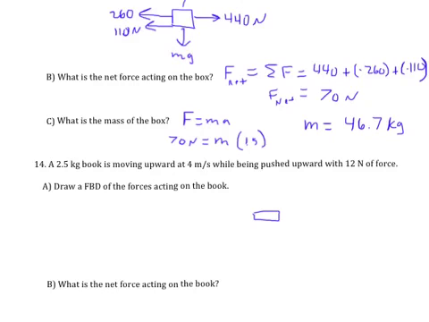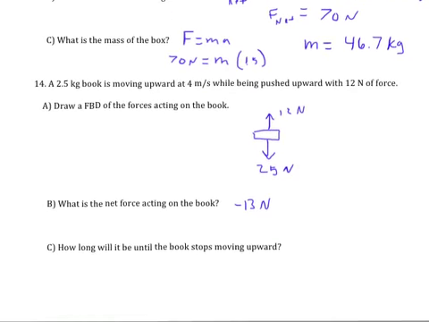I know, because it's a 2.5 kilogram book, that the downward force of gravity is 2.5 times g, which is 10. So it's a 25 Newton force of gravitation acting downwards. And I have a 12 Newton applied force acting in an upwards direction. So the net force on the book is in the negative direction, negative 13 newtons.